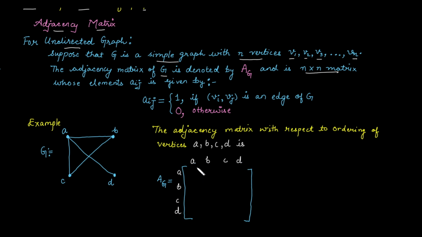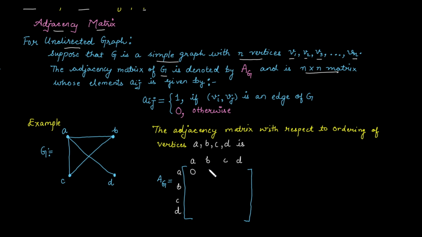So this entry is 1 if there is an edge between vertex A and A. Or we can say that if there is an edge that starts and ends at A, then this entry is 1. Otherwise, it is a 0. So in this case, there is no edge that starts and ends at A. It means this entry is 0. Is there an edge that starts and ends at B?